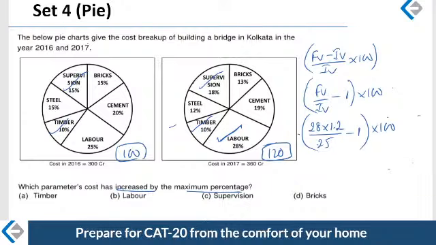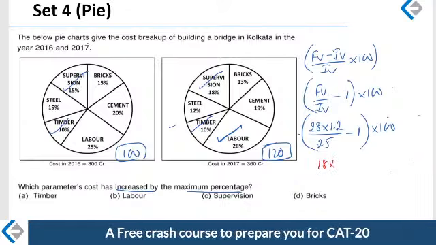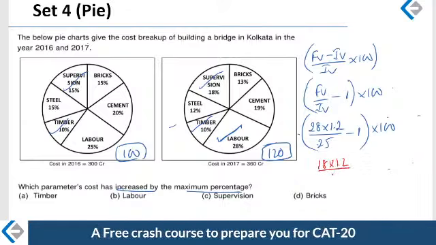The calculation required for supervision, I'm doing it now. Listen to me. Supervision: 18 into 1.2 divided by 15, minus 1, into 100. I just want to compare these two answers. This answer I want to compare with this.